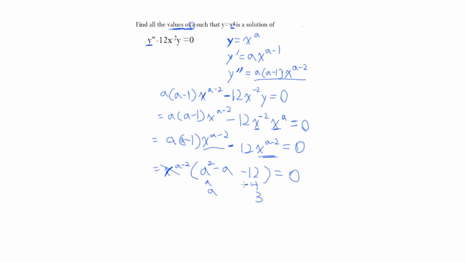So when we separate it into its components, we can see that a negative 4 multiplied by a plus 3 is equal to a squared negative a negative 12 when we multiply them back together, and that these individual components will make it a lot easier to solve for 0. So this part becomes 0 when a is 4, and this part becomes 0 when a is negative 3. And so these are values for a that will make it so that y equals x to the a is a solution for y double prime minus 12x to the negative 2 multiplied by y equals 0.